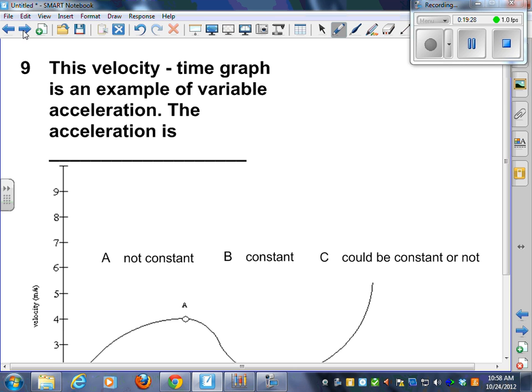Now, this is not always going to be what's happening. There are times when you're going to get a velocity time graph which has what we call variable acceleration. A variable is something that changes. So variable acceleration is not constant. In other words, it's not always 0.4. Oh, I think I gave away the answer if you were listening.